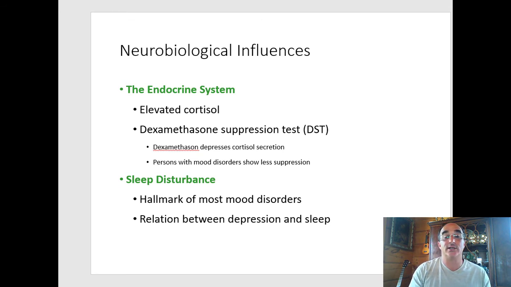Neurobiological influences include the endocrine system, which is an important system to how our bodies function. And when we are stressed and not well, we have elevated cortisol. And this depressive cortisol secretion can actually make people be unwell and feeling unwell. Sleep disturbances also impact depressive disorders and mood disorders. Sleep disturbances are the hallmark of the depressive disorders, and there's a very significant correlation between depression and sleep.